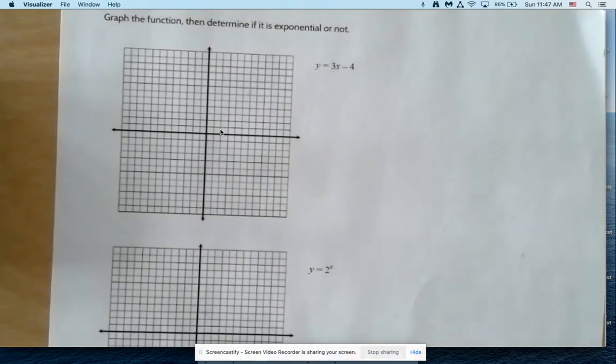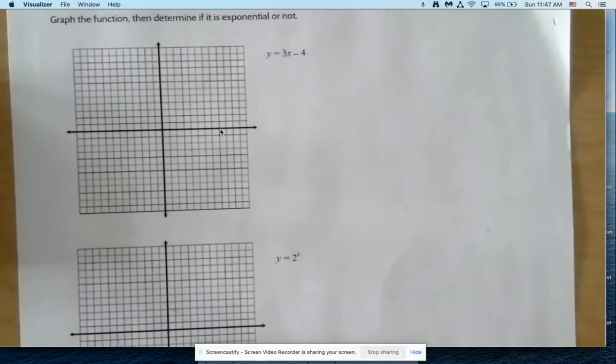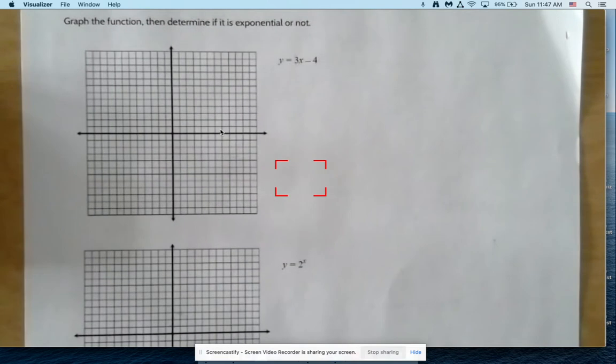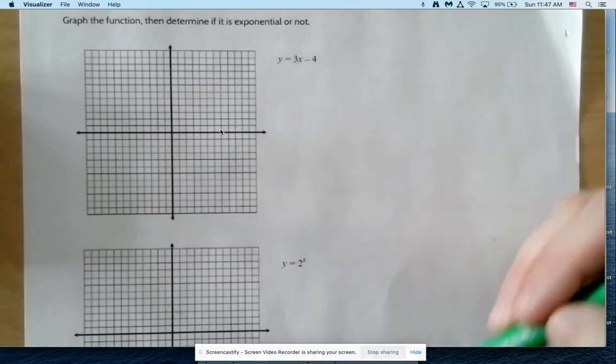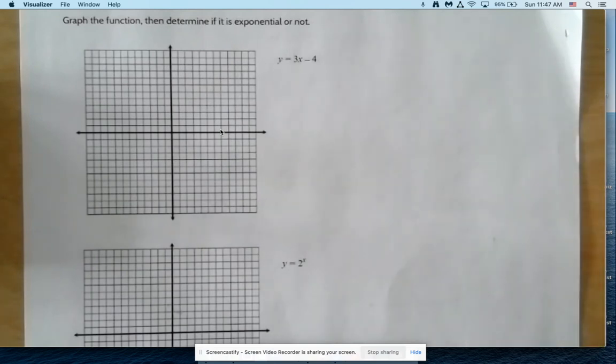All right, now our last 3 examples here, we're just graphing. It says graph the function, then determine if it's exponential or not. So my hope is by just looking at our equation, we're going to be able to tell if it's exponential or not right away. Okay?